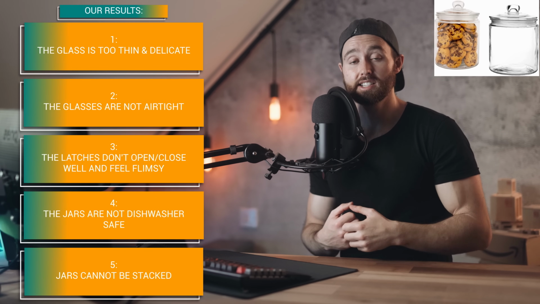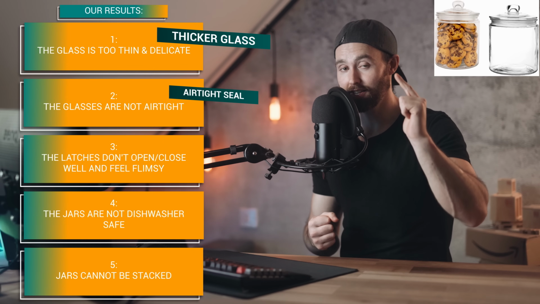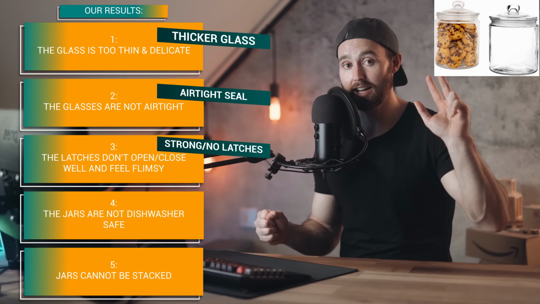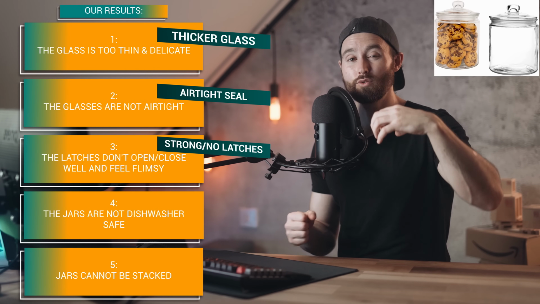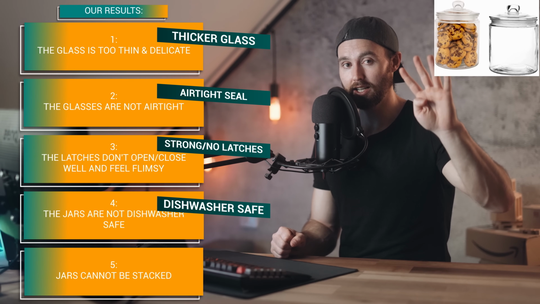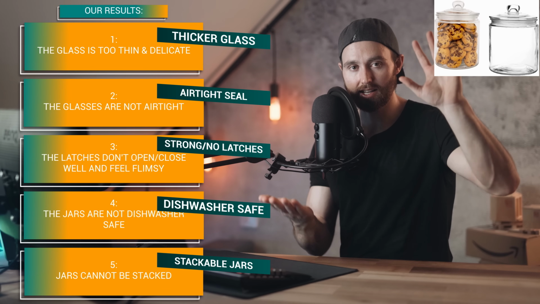So from this, we can establish our offering would have to have thicker glass, an airtight seal, strong latches or no latches at all if we went that route. Included there is it must be really easy to open and close. 4, it must be dishwasher friendly. And 5, if we do go the stackable route, they have to be stackable as well.